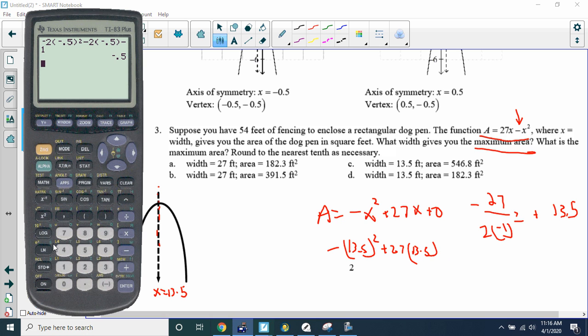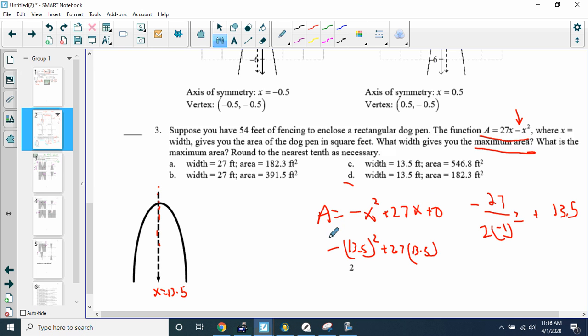And again, these calculators are good to have. If you don't have one, you have to do it very methodically. Meaning on a regular calculator, figure out what -13.5 squared is first, if you're doing it with the other calculators. Then you're going to add that to 27 times 13.5. And that gets you 182, which looks like it's answer D.